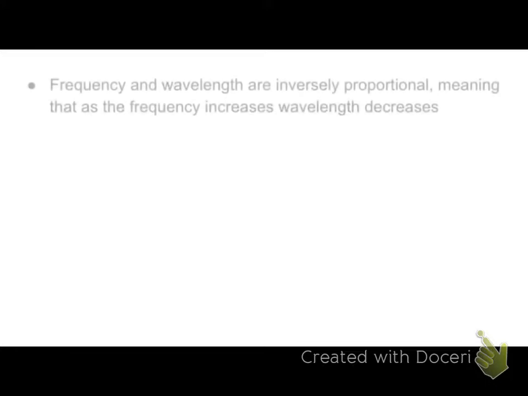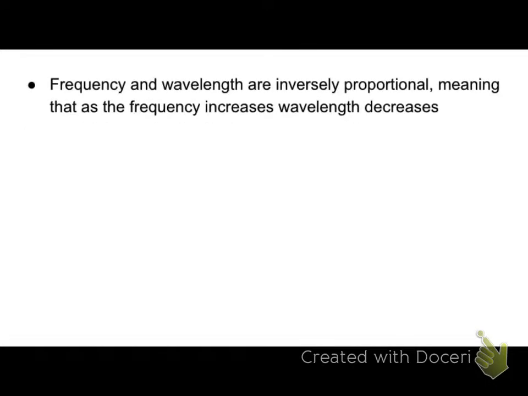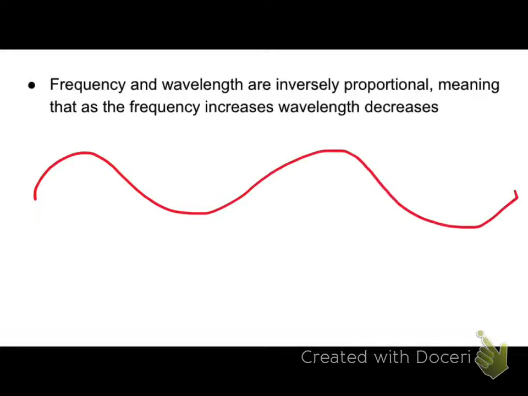If we go back to that drawing I made, right? Okay? If I want more waves to go past this point in the same amount of time, what do I need to do to the wavelength of the wave? If I want more of them to be able to go past it. Yeah, I need to make the wavelength shorter.